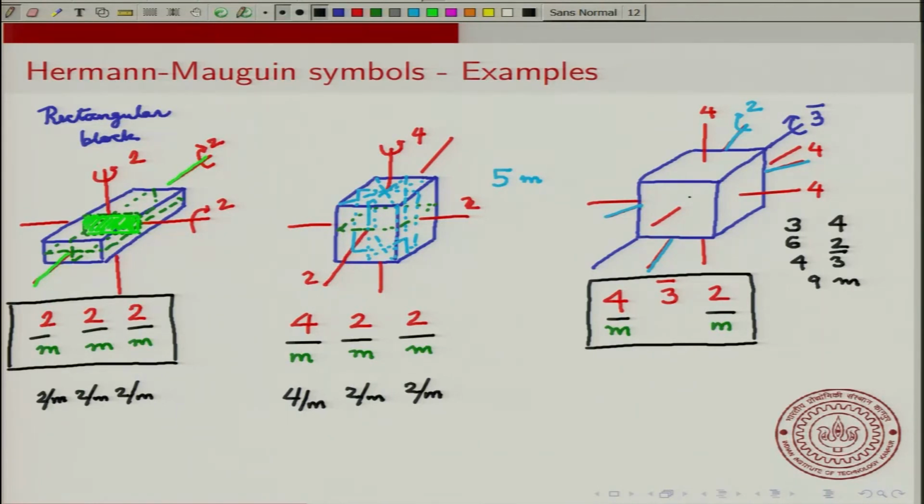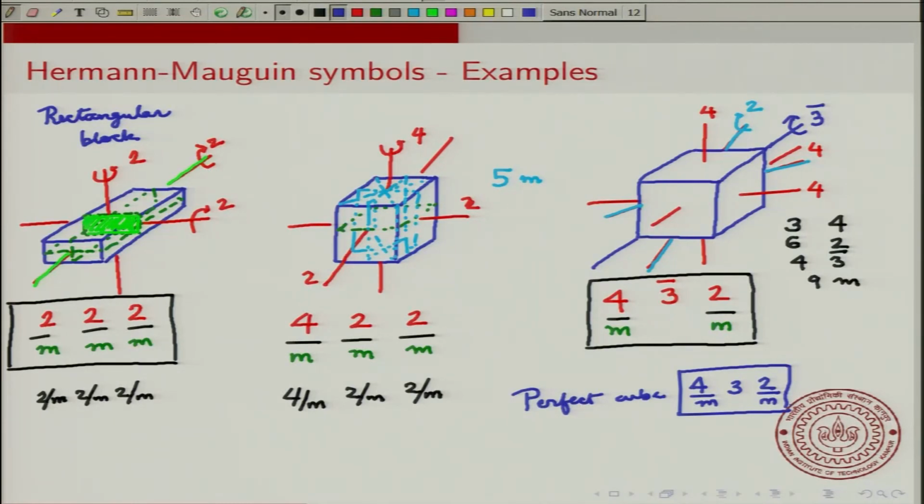Now if you had a perfect cube, then you can easily see that it will be 4 by m, 3, 2 by m. So the long form for the perfect cube will be 4 by m, 3, 2 by m.